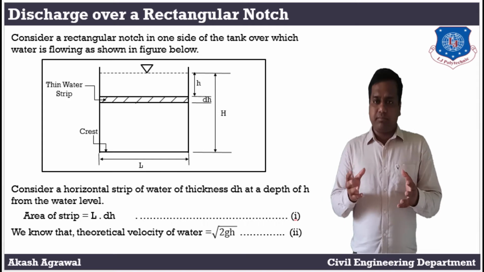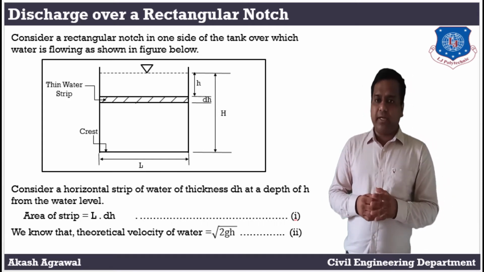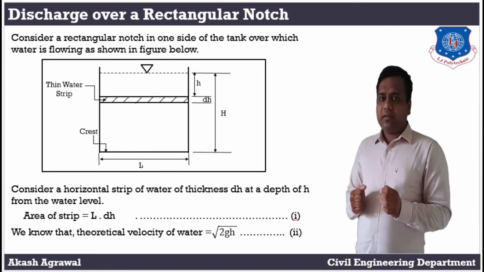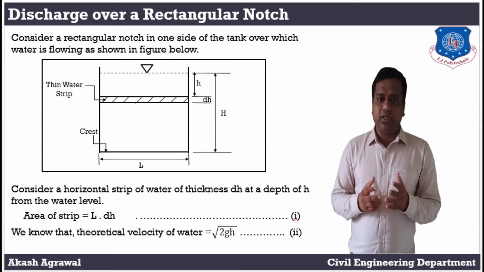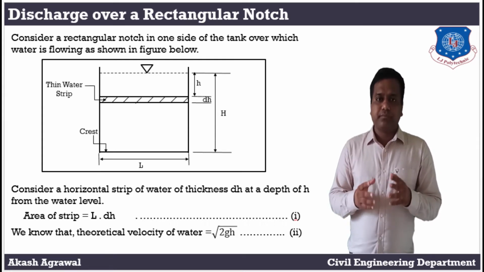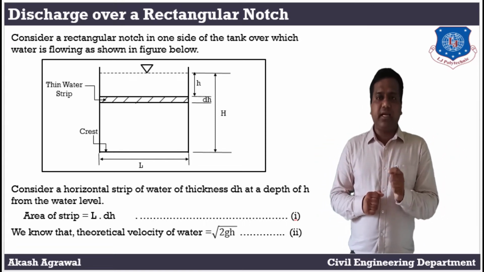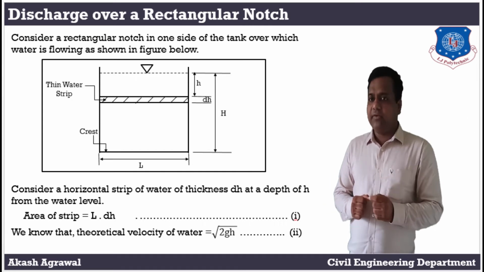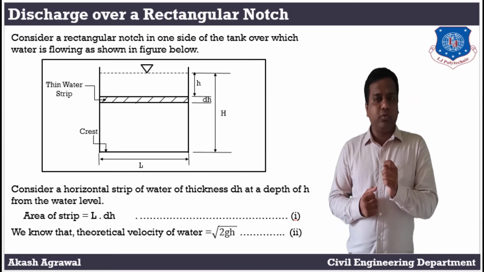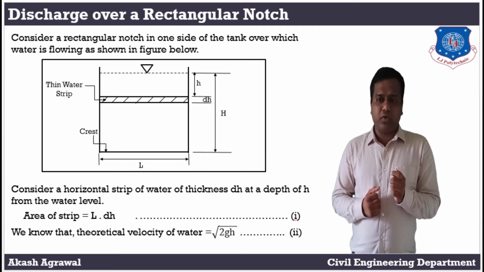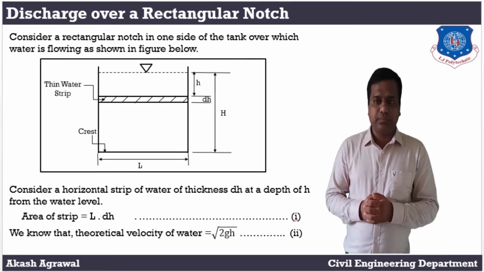Consider a rectangular notch in one side of a tank over which water is flowing, as shown in the figure. Let capital H be the height of water above the crest and capital L be the length of the notch. Now consider a horizontal strip of water of thickness dh at a depth of h from the water level, as shown here. Area of the strip is L into dh. We know that the theoretical velocity is equal to under root of 2gh. That is equation number 2.